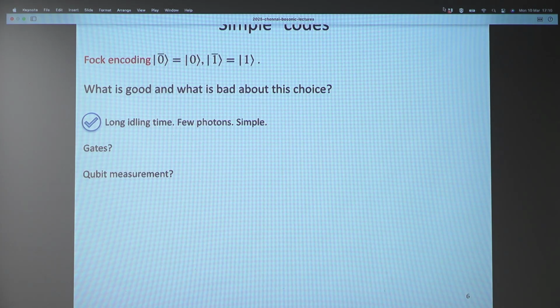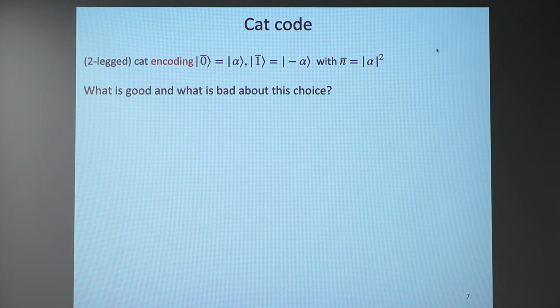All right, now, this is also extremely simple, and it's surprisingly effective in some sense. Okay, so let's take another encoding. We call this the two-legged cat. So now 0 I call alpha, and 1 is minus alpha. Those are these two coherent states.